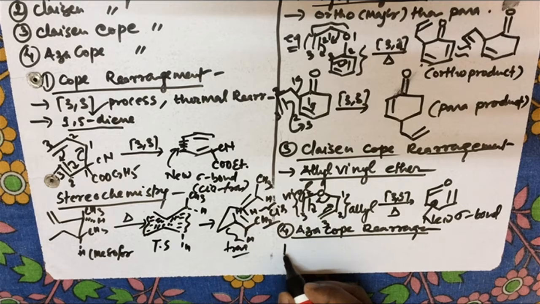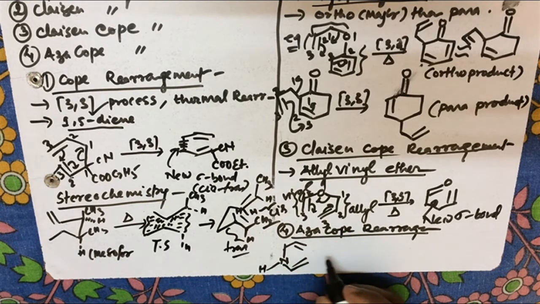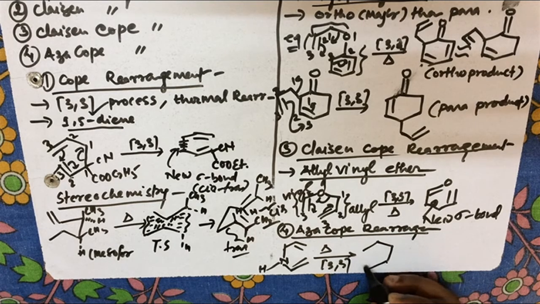If you see the example, here is N, and here the allyl group, and here the vinyl group. This will go under heat condition, 3,3 sigmatropic. The product forms like this. This is N, this is a double bond, this is a double bond. So this is all about the other sigmatropic shifts or rearrangements. These are the 4 types of sigmatropic shifts.